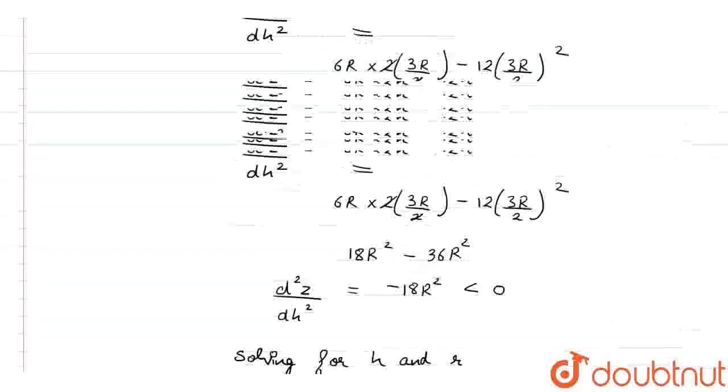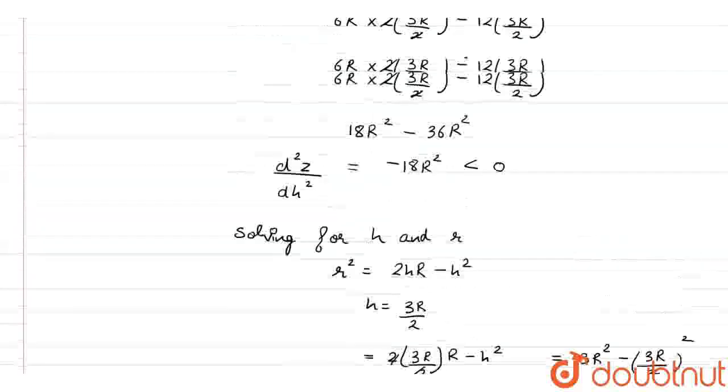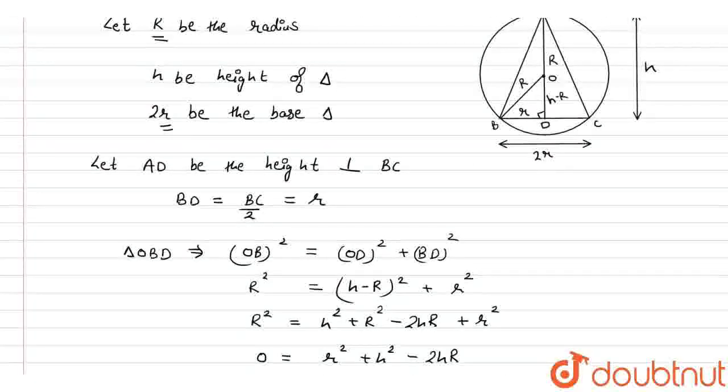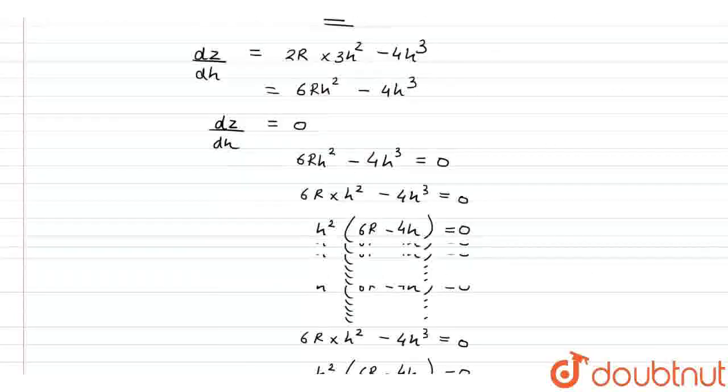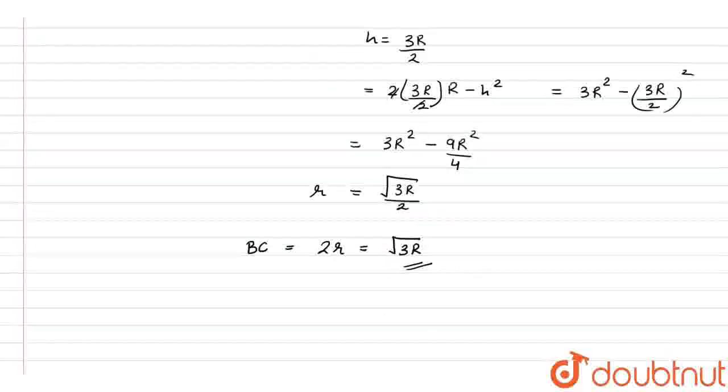Now we have seen that the value of small r is for BD, and if we have to calculate BC, it is twice into small r. So from here we get the value of side BC as twice into small r, that is equal to under root 3 R. This is the value of BC. Similarly, we will be finding out other sides.